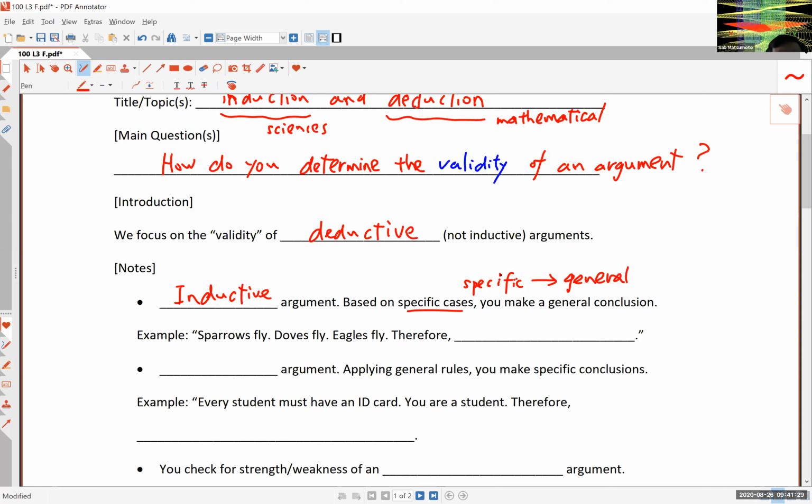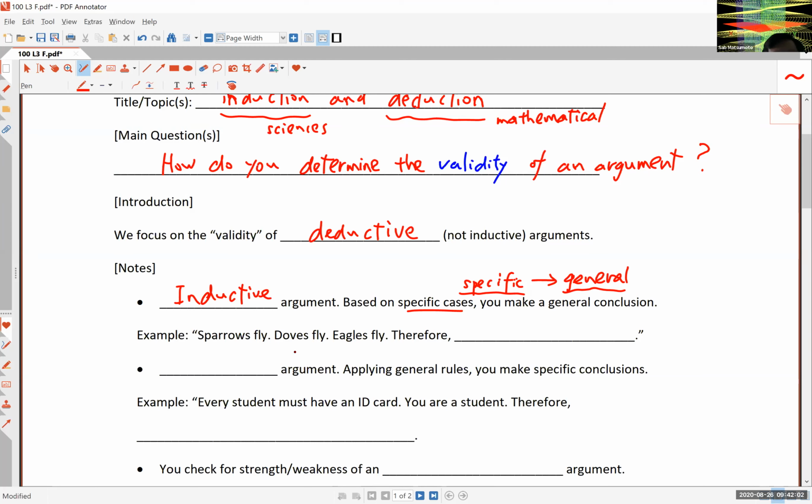But anyway, an inductive argument is based on specifics and then you come up with a general conclusion. So if you feed a dog at a certain time using a certain bowl, or in Pavlov's case, you ring a bell before you feed the dog each time, after a while, just hearing the bell makes the dog salivate. That's called an inductive argument. You experience some specific instances over and over, and then you make a general conclusion. So here's an example of it.